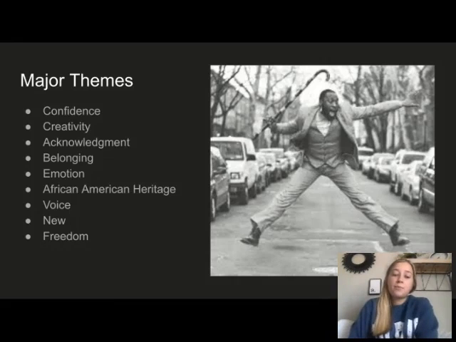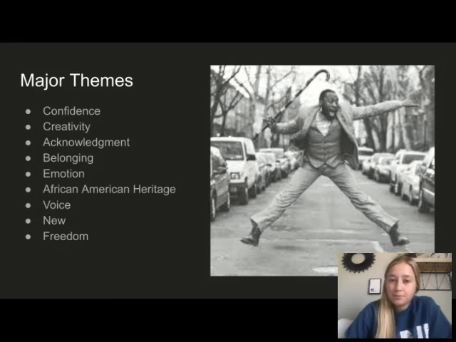their art and whatnot. New, just because we had never really seen anything like this before. We had never seen such a boom in the culture with African Americans and the art they were producing.